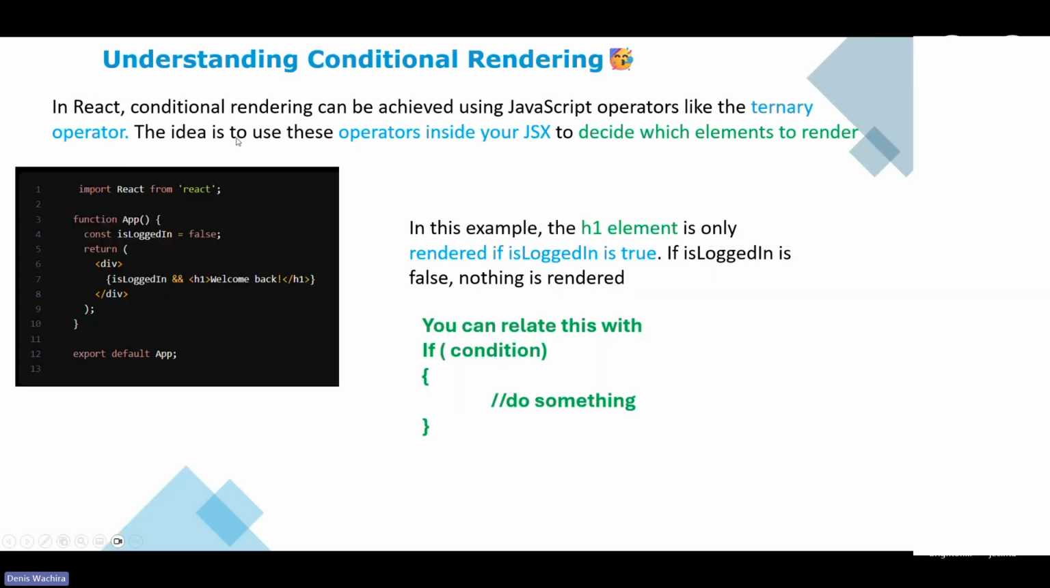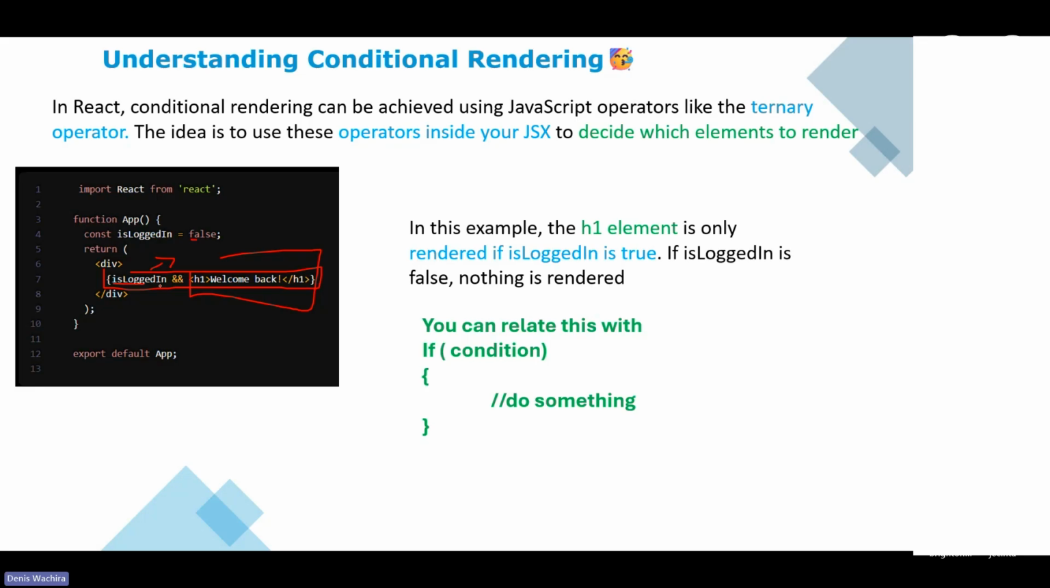So conditional rendering can be achieved using the JS operator, like the ternary operator. So you can have a variable like is logged in. So is logged in can be a Boolean, false or what? True. Then you can use the first one that we talked about. If it's logged in is true, you want to display this. That is what is happening. So the same case here. So this is like an if statement without the else part.